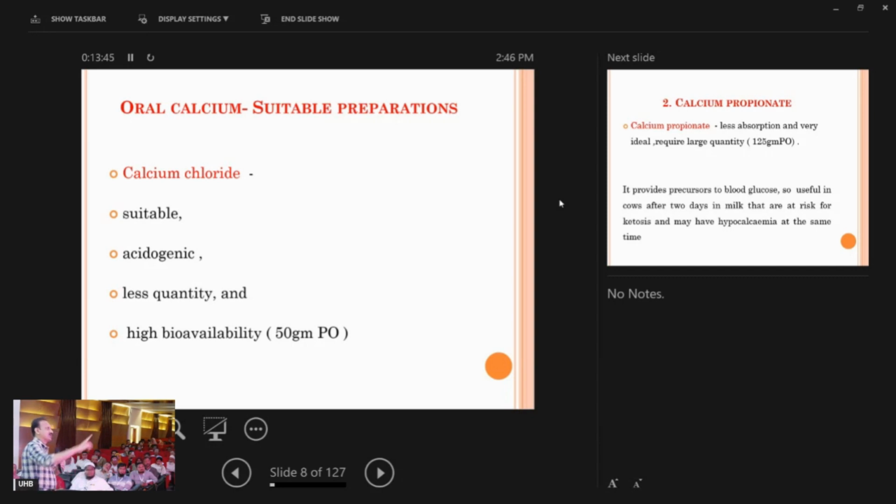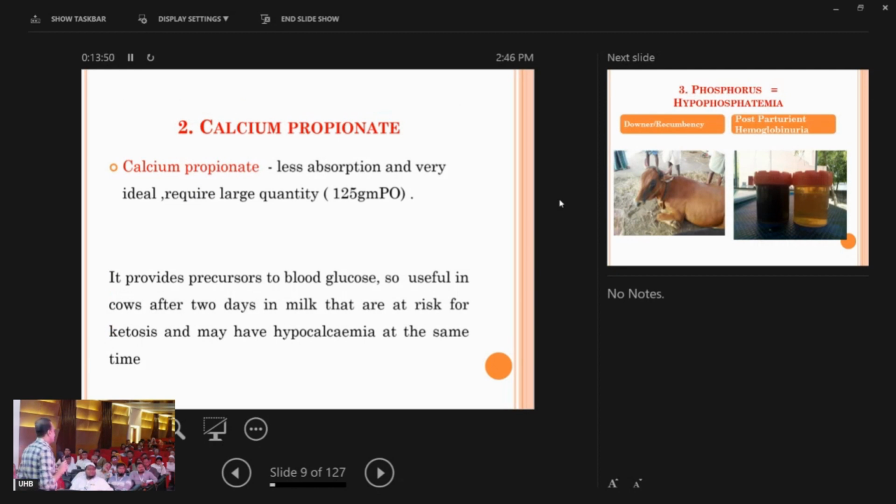Then for oral calcium, these are the preparations available: calcium chloride and calcium propionate. These two are available in the market, so we can use whichever is available according to the commercial trade name. Calcium propionate is available as a syrup and also as a powder form. Those who have a larger number of animals can use the powder form because it contains calcium as propionate, propionic acid. So this calcium propionate can be used in case of hypocalcemia and also in case of ketosis, because propionic acid will supplement energy. So for an energy purpose also, you can use this type of preparation very easily.